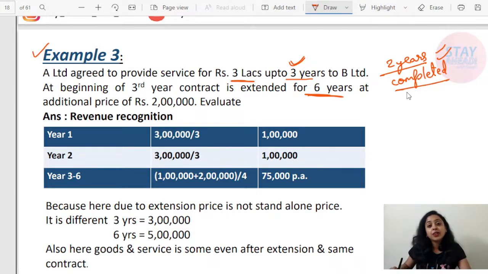Now comes the beginning of the third year. The contract has been extended for 6 years at an additional price of rupees 2 lakh. Now the contract, instead of 3 years, is now of 6 years. 2 years have been completed, the remaining years are now 4 years, and the amount of 1 lakh has not yet been charged. Out of this, 2 lakh have already been charged.